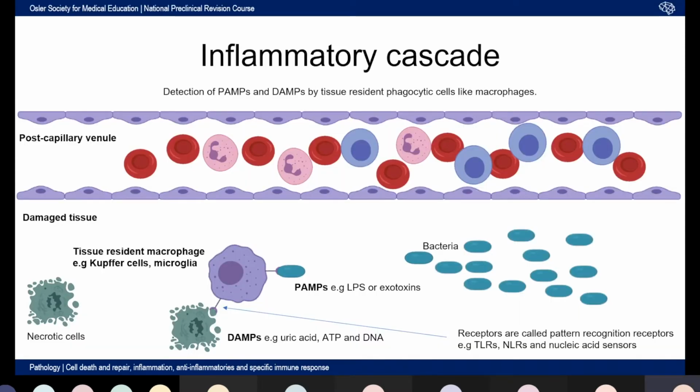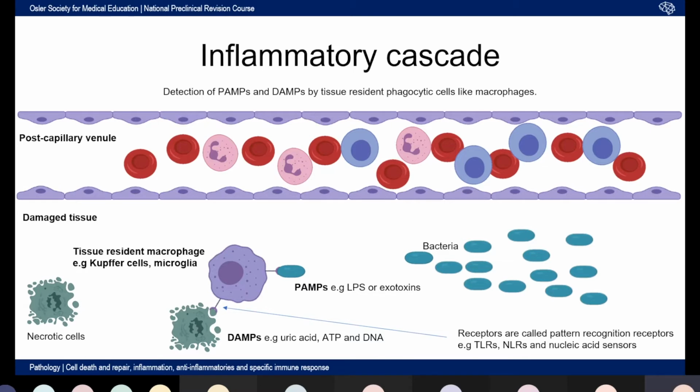So first thing first, I've done it in an animation format because I think it's best to understand inflammation almost like a story. So firstly, there is inflammation of a tissue caused by the damage to a tissue because of bacteria that have entered the area.